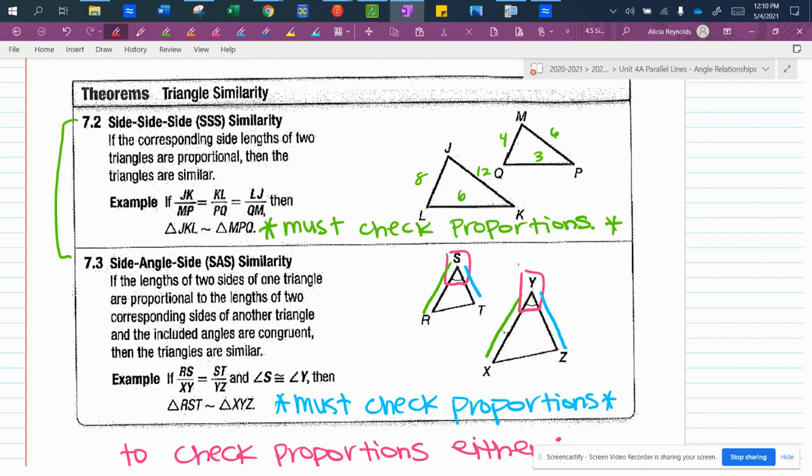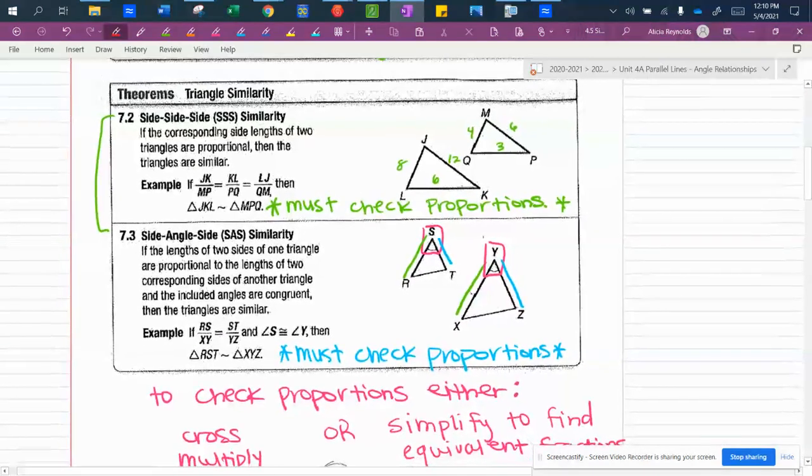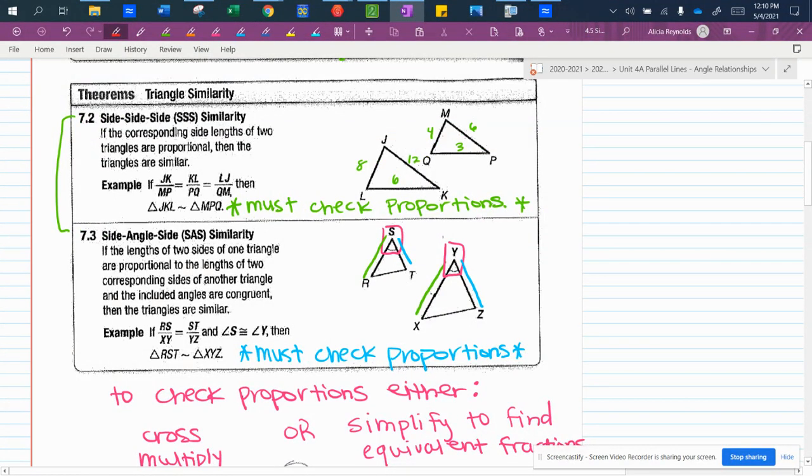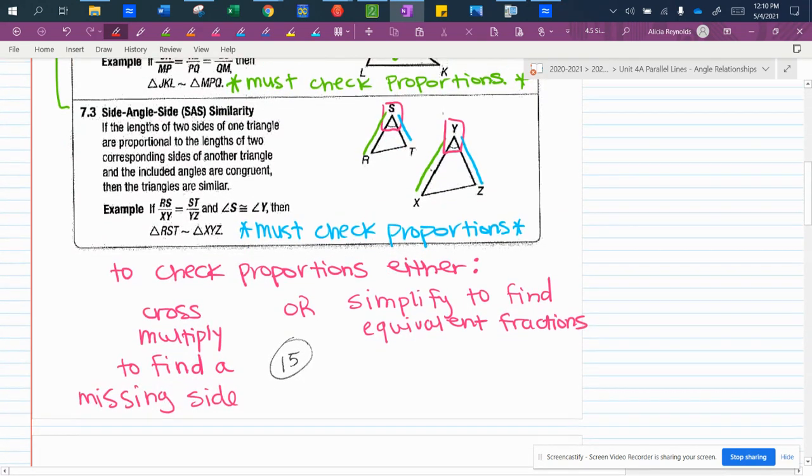And we would have to check the proportions for these. So this is saying something that we have to go through and verify to make sure, unless it tells us. If it tells us these triangles are similar, find the missing side, then we can just set up our proportion and solve. But if it's telling us to find out or verify that the triangles are similar, then that's when we need to go in and check. So there's two different ways we can check our proportions, and it really depends on how much information we're given. Because if we're given a variable as one of our sides, we're going to need to cross multiply and solve for the missing side.